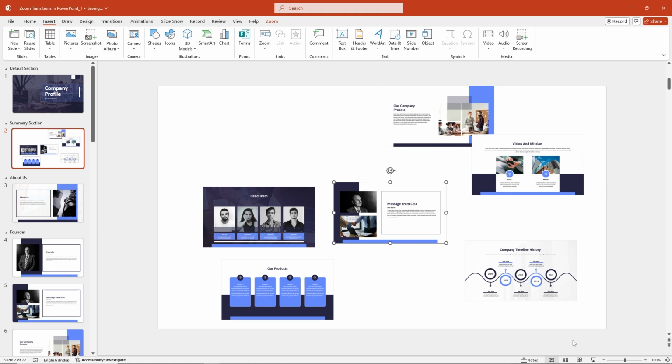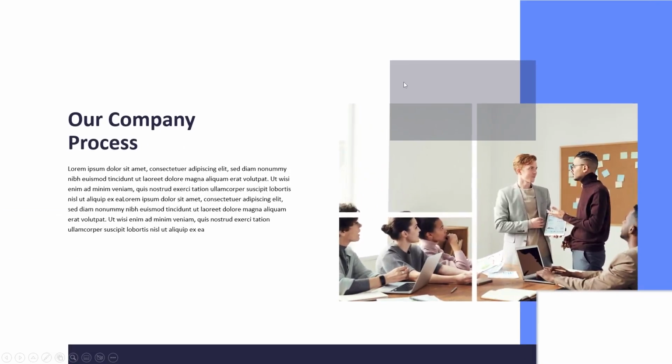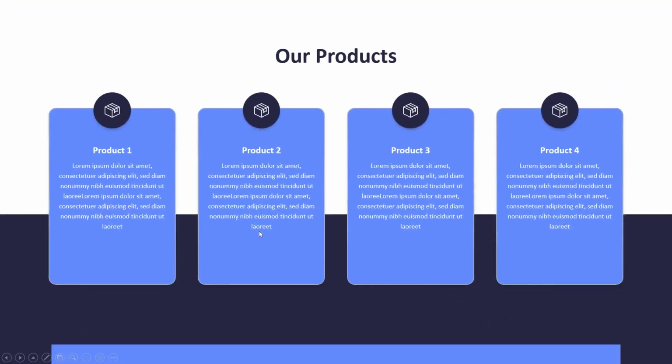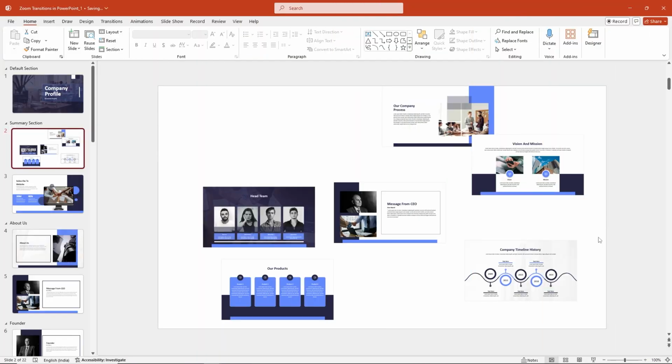While presenting, click on these slides to have a cool zoom transition where you zoom in and out of the slides you selected. You can also easily add zoom transitions in PowerPoint by simply dragging a slide or a section directly onto your presentation.